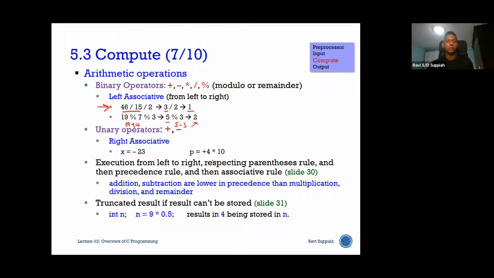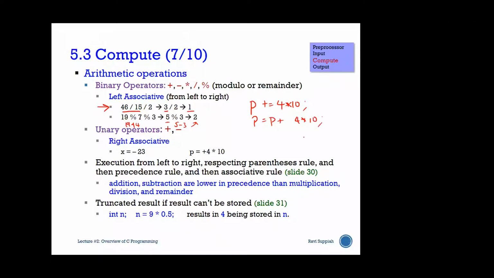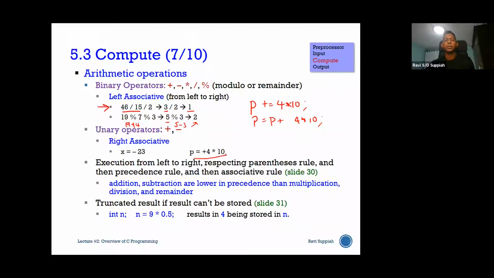Okay, plus equals is a compound operation. If I were to say p += 4 times 10, this is a compound operator, which means p equals p plus 4 times 10. So this is different from this. In this, you're just taking the operation of positive 4 times 10, giving it a positive sign, and assigning it to a variable p. Whereas if I put the plus in front of the equal, it is a compound operator, a short form of writing p equals p plus 4 times 10.